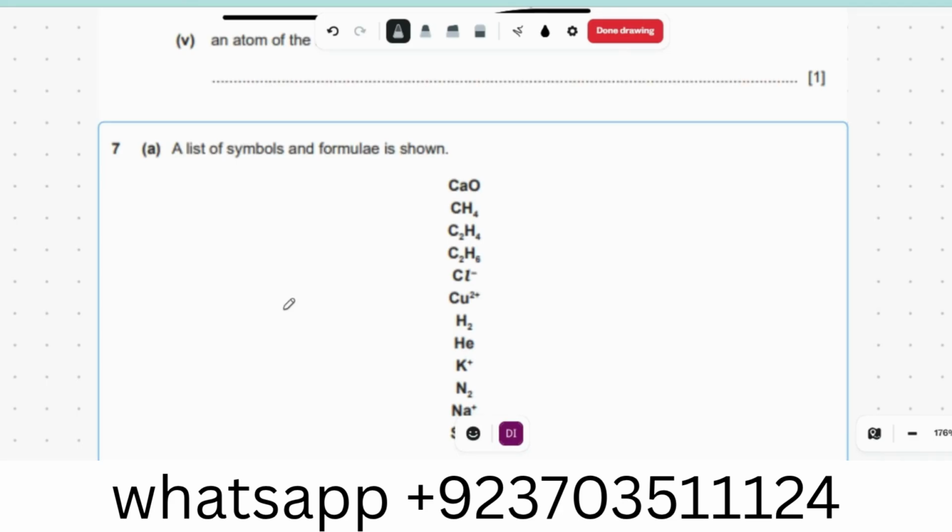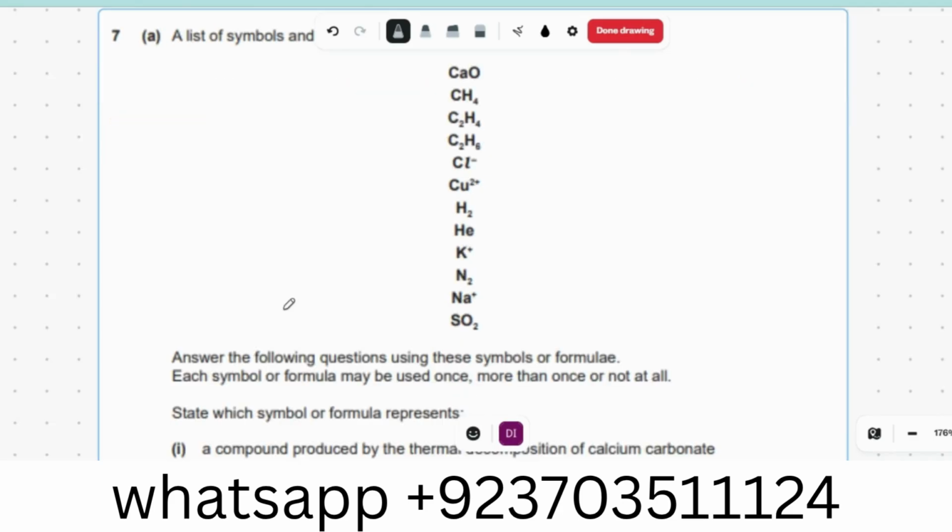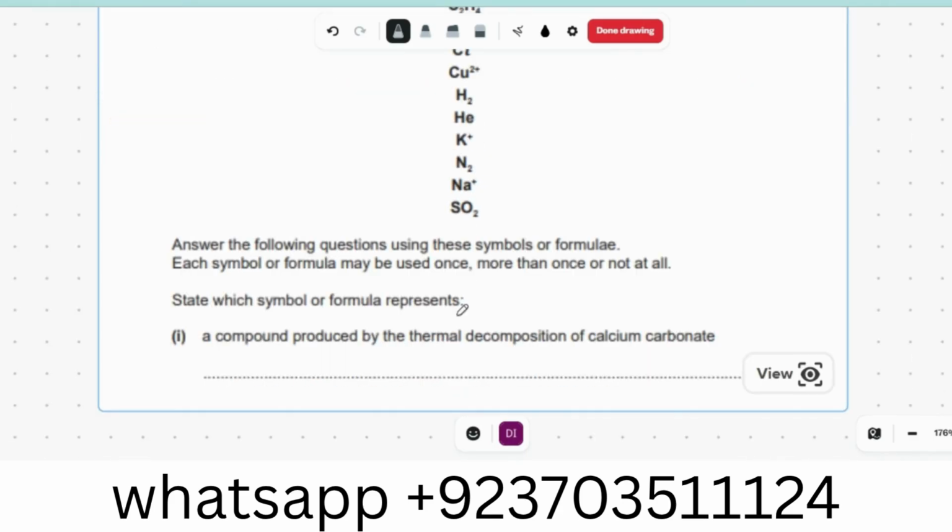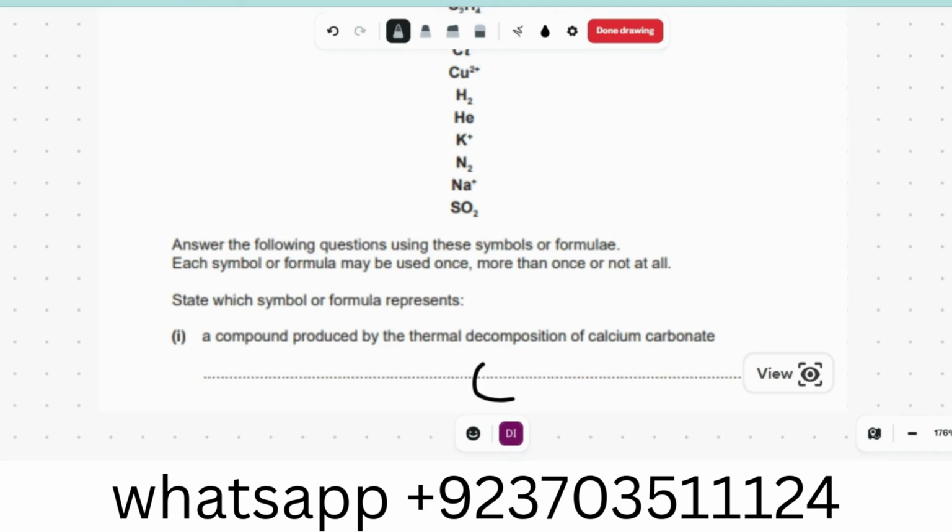A list of compounds is given: calcium oxide, CH4, and so on. State which symbol or formula represents a compound produced by the thermal decomposition of calcium carbonate. That is calcium oxide, CaO.